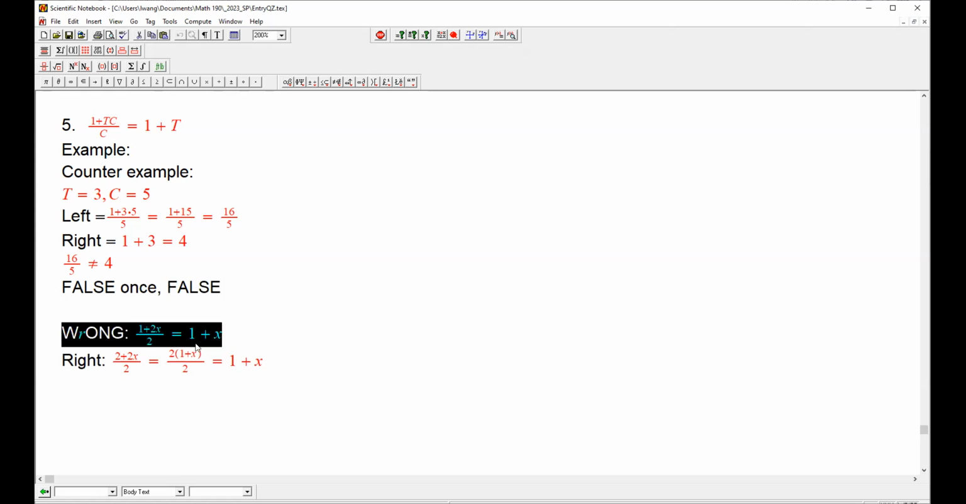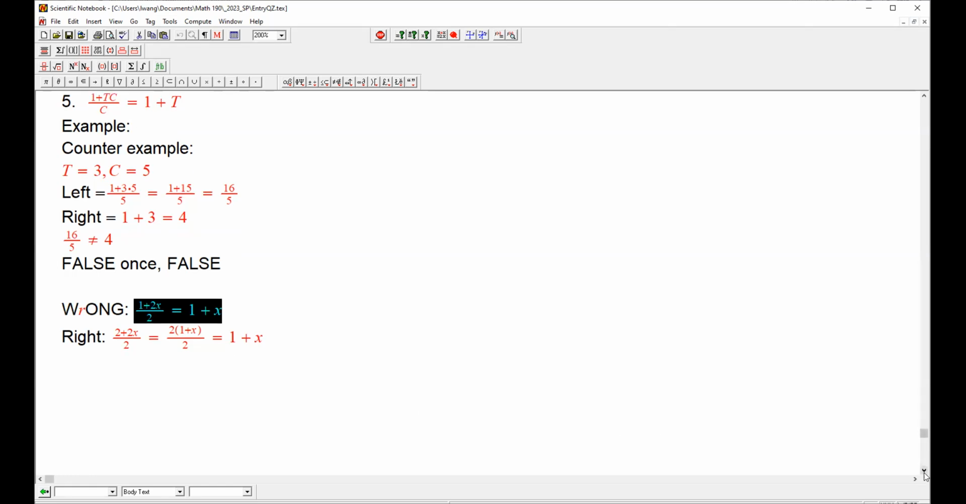There are many different cases of similar nature where we might make these mistakes. So do not make such mistakes. This example is actually a condensed form of similar mistakes.